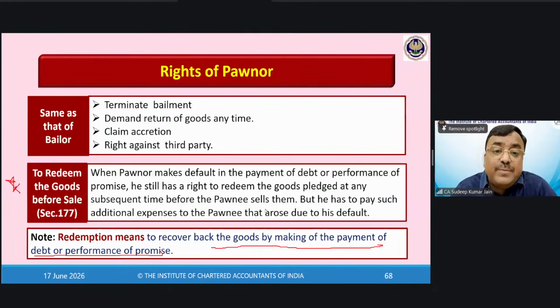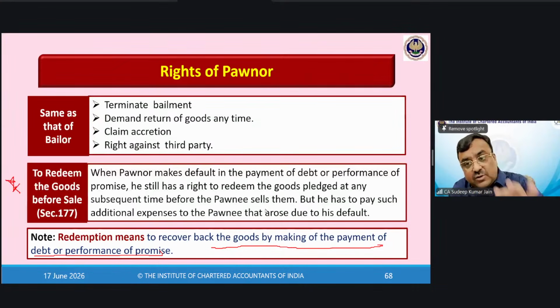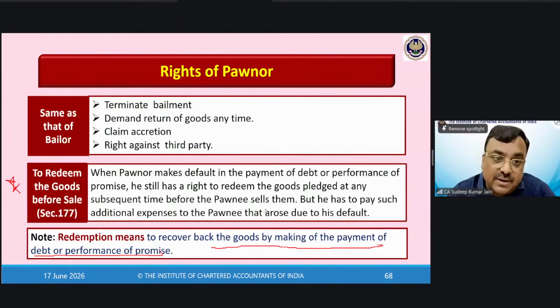When owner makes default in payment of debt or performance of promise, he still has a right to redeem the goods pledged at any subsequent time before the pawnee sells them. Means if owner makes the default in payment of debt, the pawnee has the right to sell, but he can redeem the goods before the sale by pawnee. He has to pay such additional expenses to the pawnee that arose due to his default. लेकिन इस केस में अगर पोनी ने कोई खर्चा किया है तो वो उसे पेमेंट करना पड़ेगा.